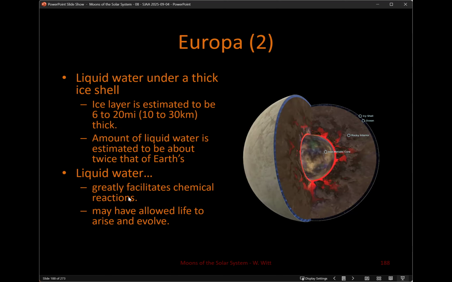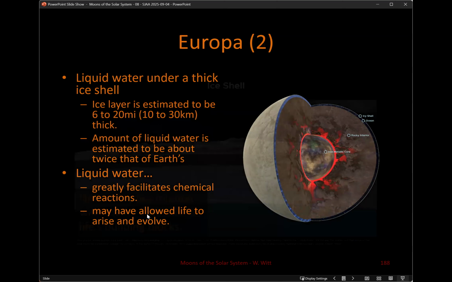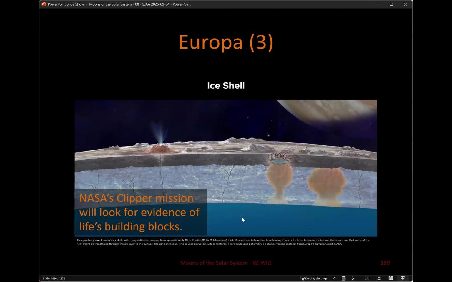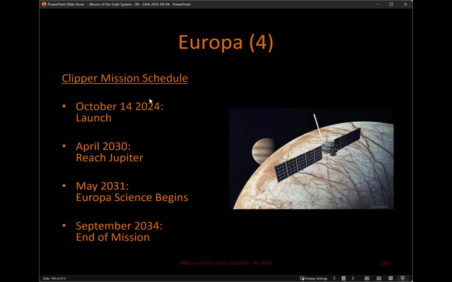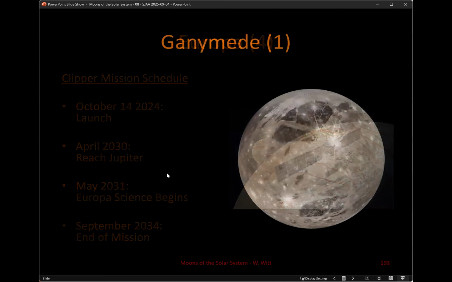And liquid water greatly facilitates chemical reactions and may have allowed life to arise and evolve. And so here's again a picture of the ocean, the ice shell, with a cryovolcano spewing water that turns to ice in space. And there's a NASA mission that is actually on its way to check this out. It launched last year. It's going to get there in 2030 and then do science for 3-4 years. And we'll see what we learn.